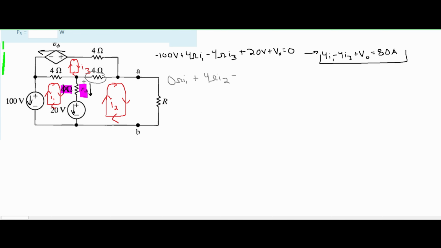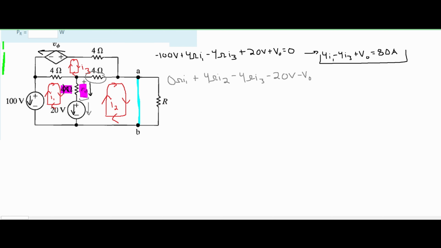So we are going to have a minus 4 ohms I3. We have this 20 volts of voltage. It's going in the opposite direction of our I2, so we're going to have a minus 20 volts. When we look over this, there's nothing else we can do. This A and B should actually be closed like this, so we're not going to worry about anything else after that. However, lastly, we do have our V0 right here, and it's going again in the opposite direction of our current, so we will have a minus V0.